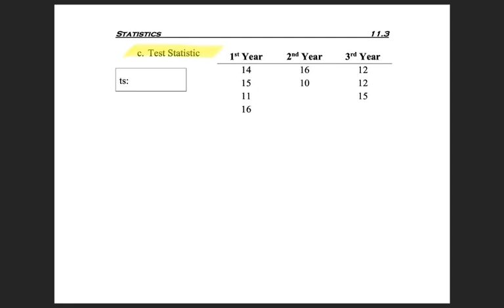So now we're ready to find the test statistic. Before we can do that, we need to collect some information. First, we need the sum of values for the first group. So I need to add up 14 plus 15 plus 11 plus 16 to get 56. I need to add the numbers from the second group to get 26. Didn't even need a calculator for that.